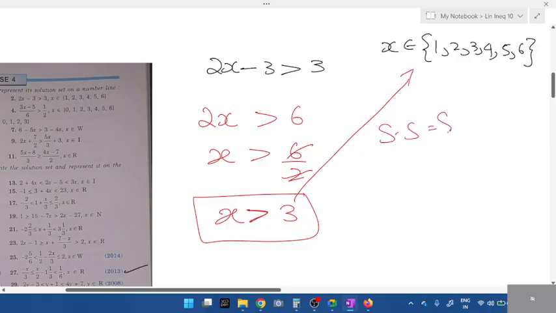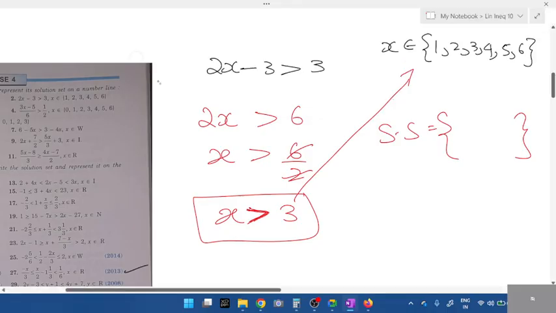What are the numbers greater than 3? 4, 5. If this was given as greater than or equal to, then what should I consider? 3, 4, 5. Yes. But according to the actual question, what's the answer, students? If it is greater than, only 4, 5, 6.